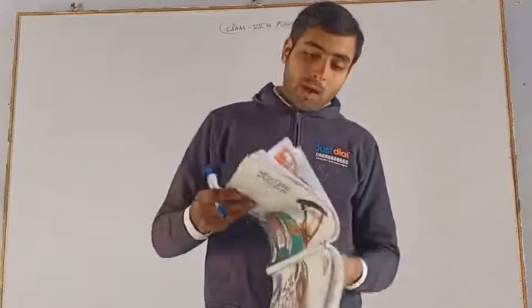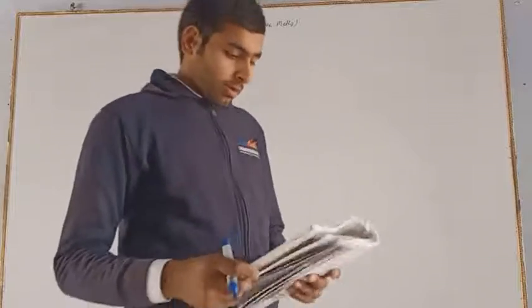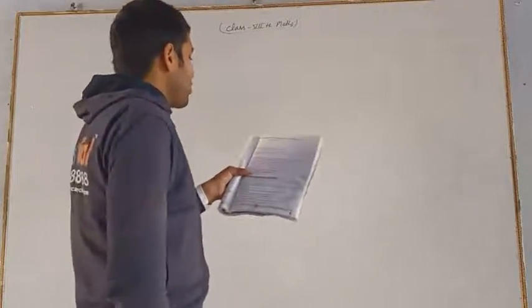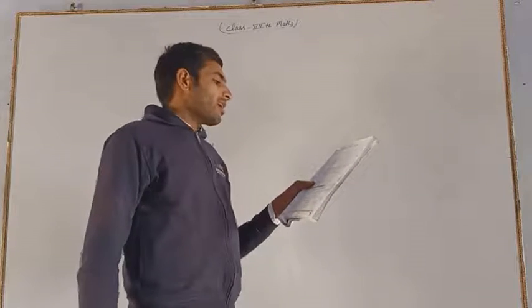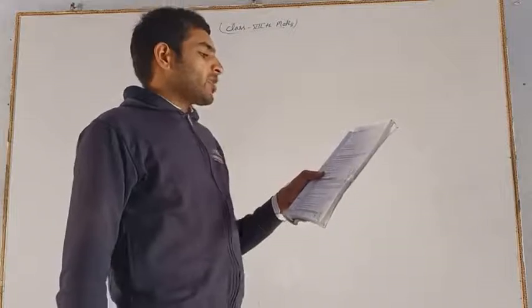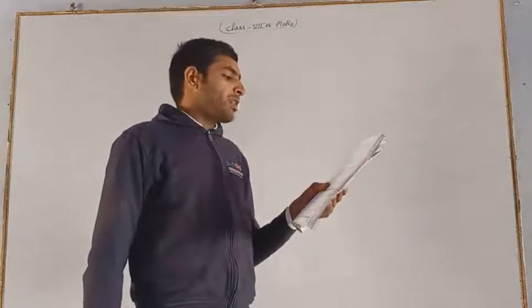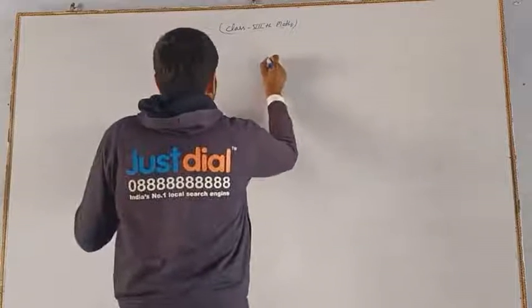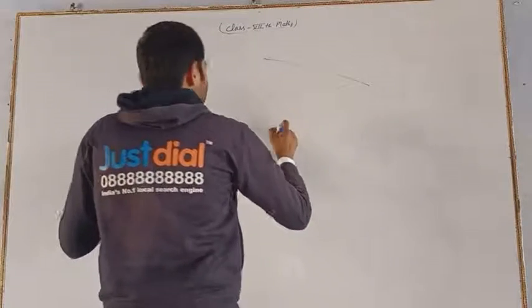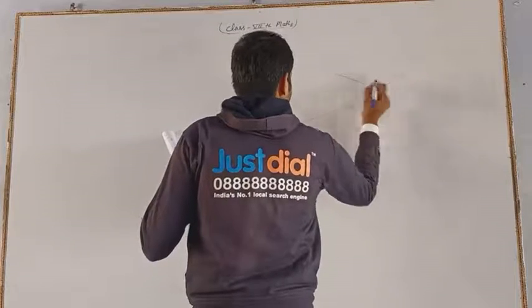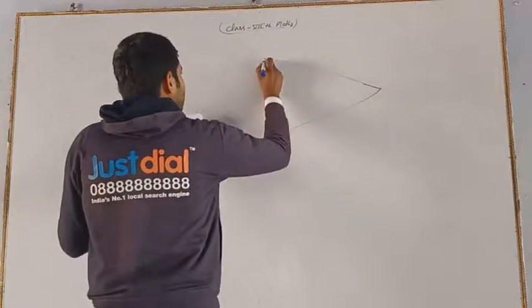Exercise 11.3, problem number 4. Here you are given that if S is a point in the exterior of triangle PQR, then show that 2 into (SP plus SQ plus SR) is greater than PQ plus QR plus PR. Here you have to draw a figure, this type of figure.